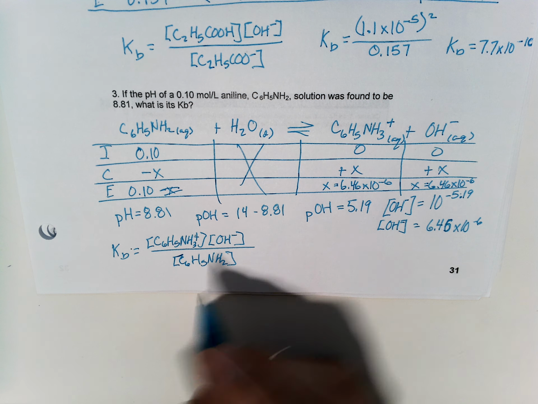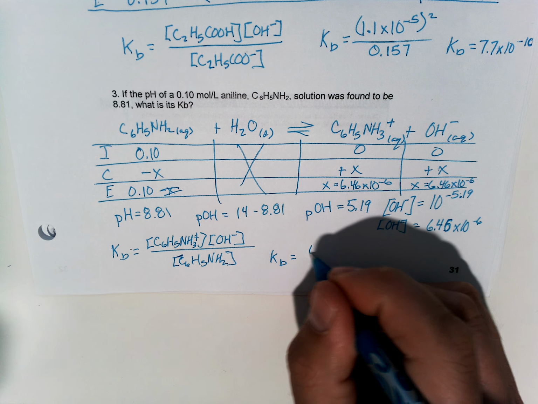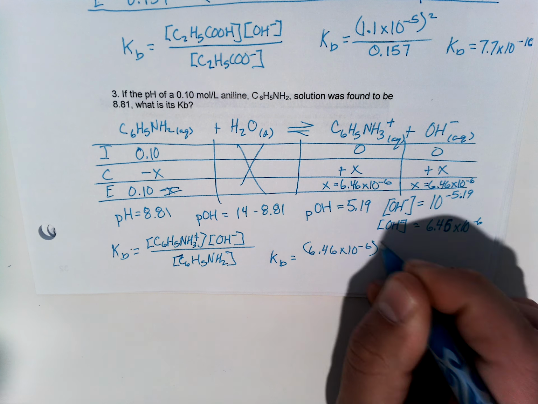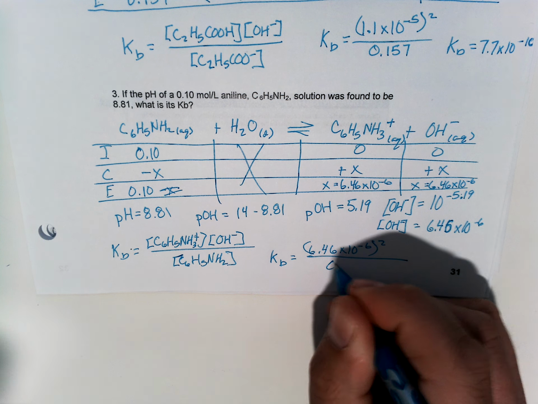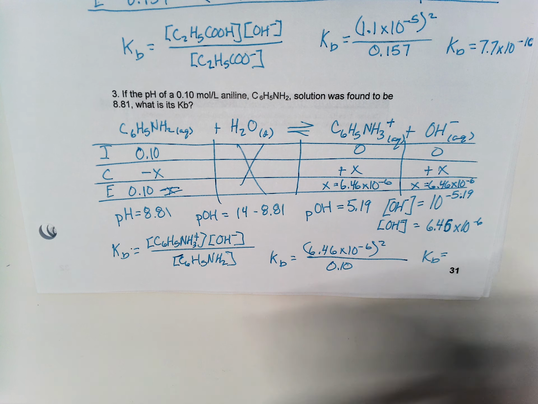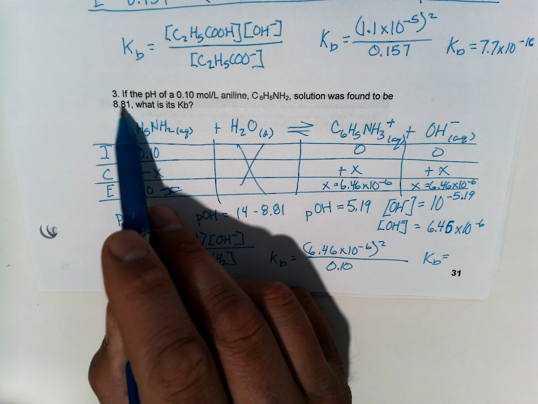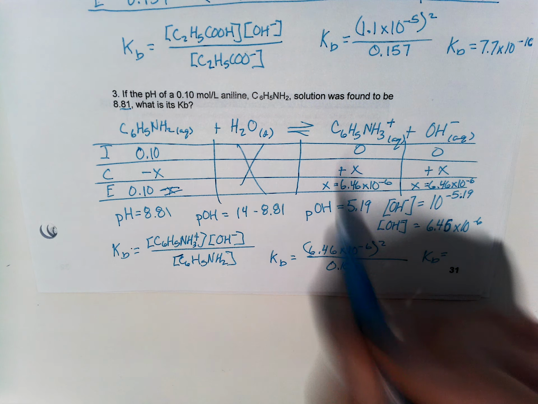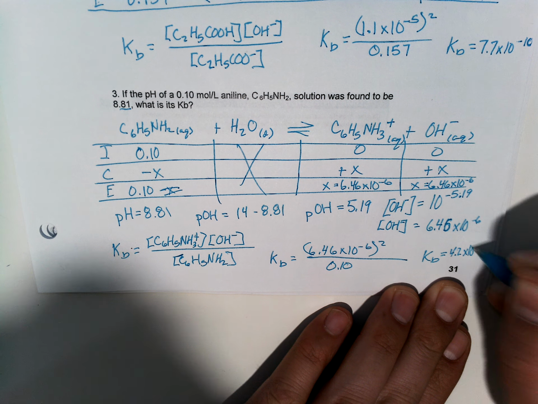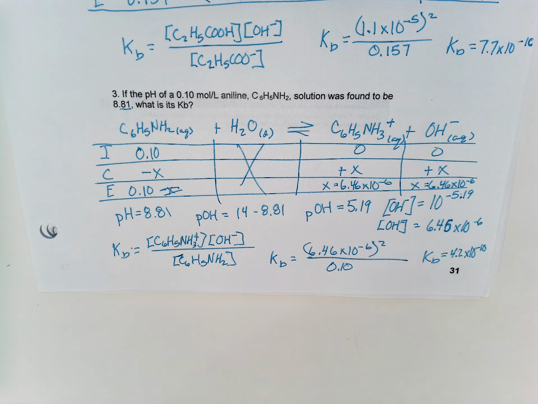Okay, so that'll be our Kb equation. Put our numbers in for our Kb. Again, because both these numbers are the same, we'll go 6.46 times 10 to the minus 6 squared and divided by 0.10. So our Kb is equal to... And for significant digits, we have 2 here, and remember, only the numbers after the decimal in a pH count. So we have 2, so we got 4.2 times 10 to the minus 10 would be our Kb value.